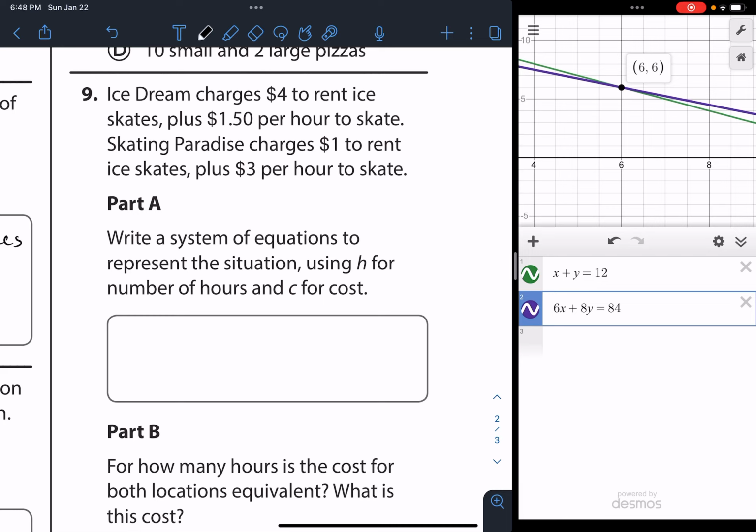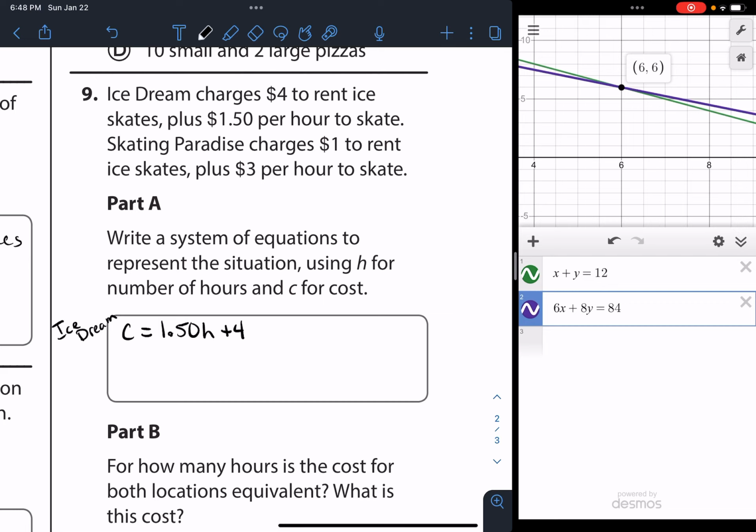Ice Dreamer charges $4 to rent ice skates plus $1.50 per hour to skate. Skating Paradise charges $1 to rent ice skates plus $3 per hour to skate. Write a system of equations to represent the situation using H for the number of hours and C for the cost. So the cost for Ice Dreamer would be equal to $1.50 per hour plus the $4 to rent the skates. And that's for Ice Dreamer.